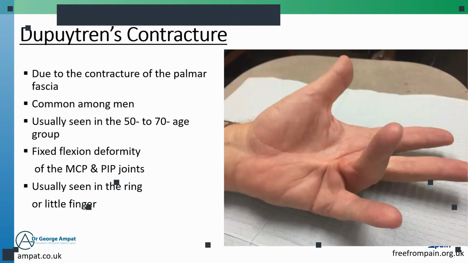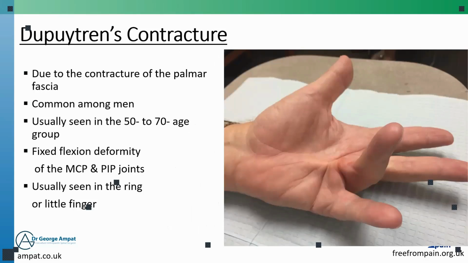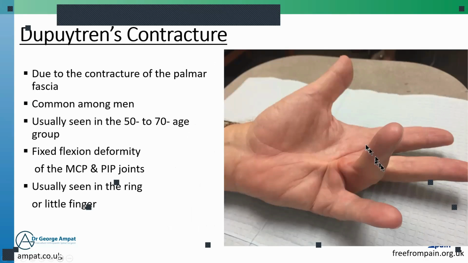Dupuytren's contracture. This is a classical case where, in the palmar fascia, there are excessive fibroblasts that cause contraction of the MCP joint and the PIP. Very rarely is the DIP, or the distal interphalangeal joint, involved. It's usually the proximal interphalangeal joint and the MCP, and you can see a fibrous band going.